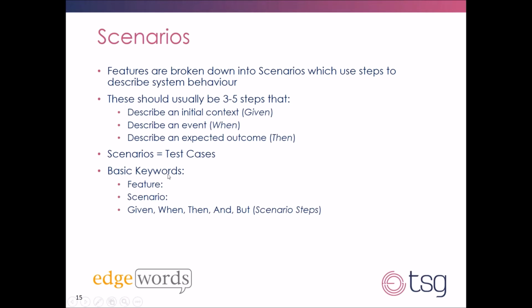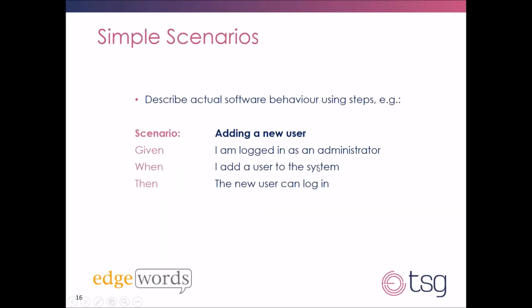So some of the basic keywords we've just talked about there, we've got a feature. And there's one feature per feature file. Feature files are just text files. The feature is then proven using scenarios, and there may be one or there may be more than one scenario. Each scenario has steps. Given, when, then, and we can also have and but.